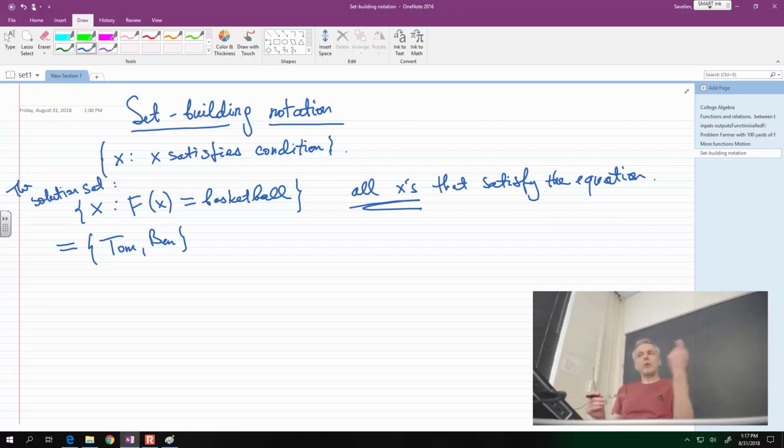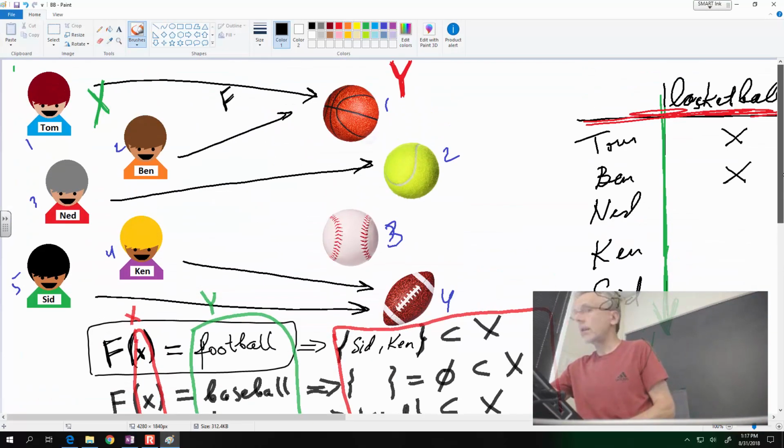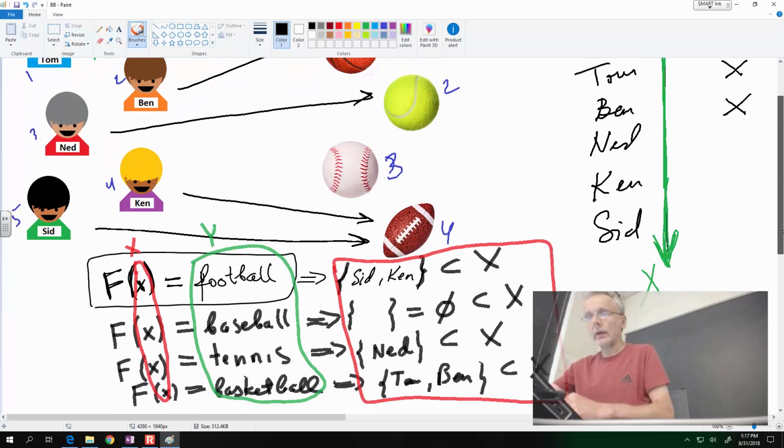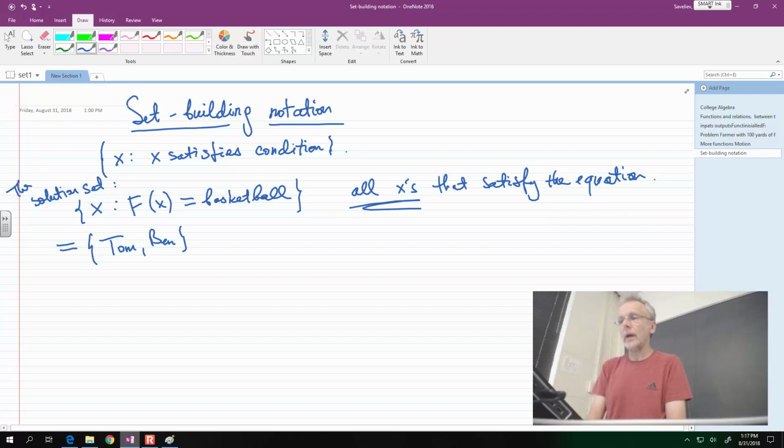But it's the same with anything else. So we take Tom and Ben. We take Tom, plug it in for x, and look up in our diagram what Tom prefers. The answer: Tom prefers basketball. So we put Tom on the list. Then move on to Ben. What does he like? He likes basketball, so once again I put him on the list. Ned likes tennis, which means that he's not on the list. Ken likes football, and Sid likes football. So they are once again not on the list. And that's how we get this answer. You can continue in that fashion indefinitely.